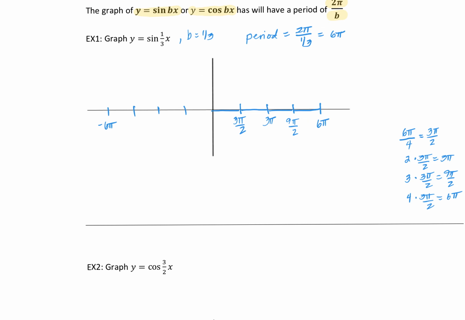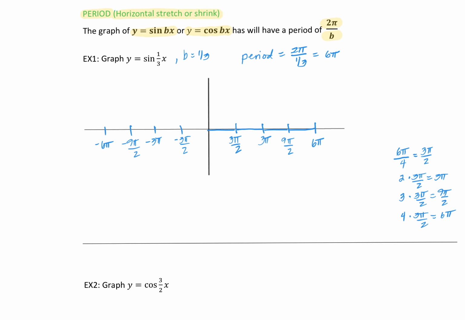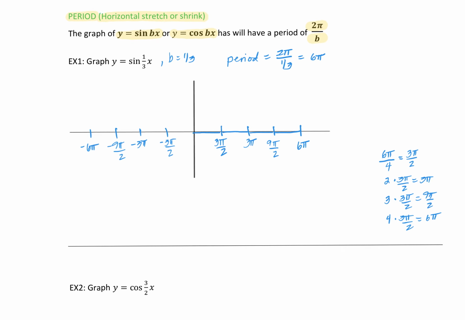Now, if I go into the negative direction, it's just going to be the same values, but now negative. Negative 3 pi over 2. Negative 3 pi. Negative 9 pi over 2. Notice that there's nothing multiplied in the front of the sine function, so the amplitude is the same. It's still going to be 1 and negative 1.